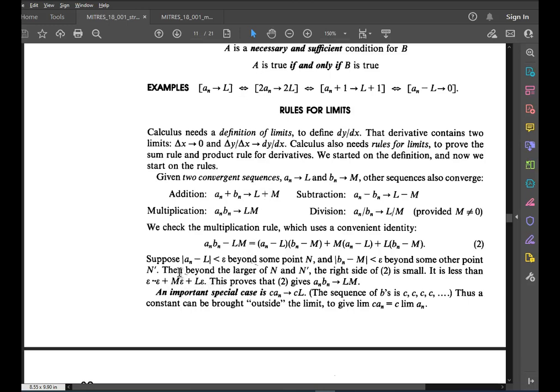So I will not be doing any of these proofs right now. I may ask you to do some proofs later, but these are kind of technical. The important thing I want you to get right now is the intuition.